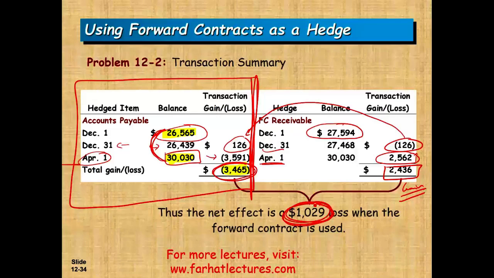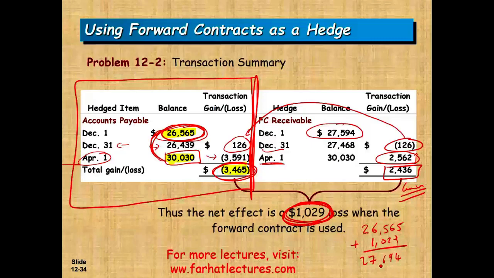Remember what I told you? I'm going to pay 1,029 more than the initial contract. Remember when I started this position, I said, I am responsible for 26,565 based on the spot rate. And I told you, I'm willing to pay 1,029 more to make sure I am protected. And this is exactly what I did. 1,029 more. As a result, I end up paying 27,594. And this is the amount.